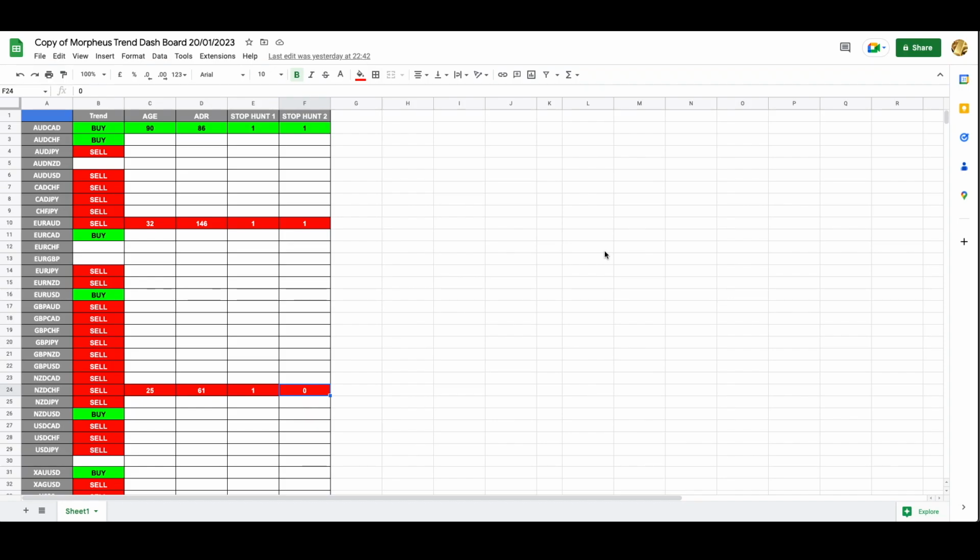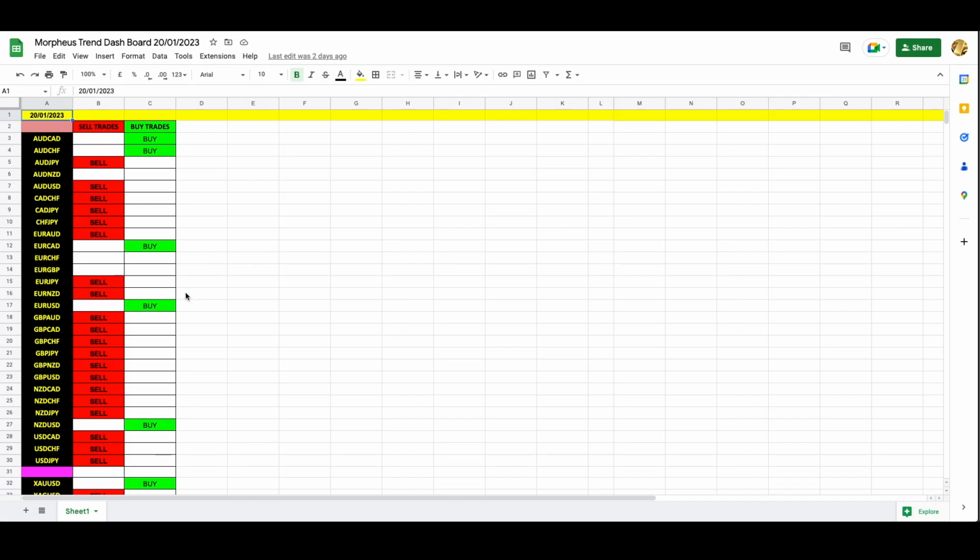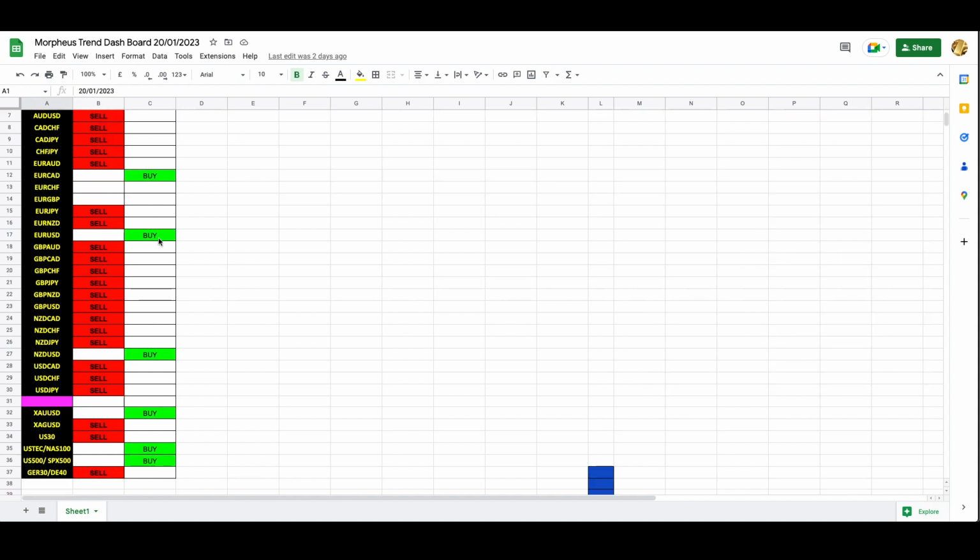Okay, so right now you can see I am on the Morpheus trend dashboard. Now in the one-time fee VIP group, it looks a little bit different. I've just managed to give people some identification of which trends the market's in on a day-to-day, week-to-week, or month-to-month basis. So it helps people find out: are we looking for sells on this pair? Are we looking for buys?